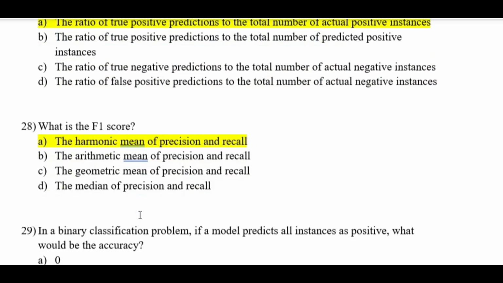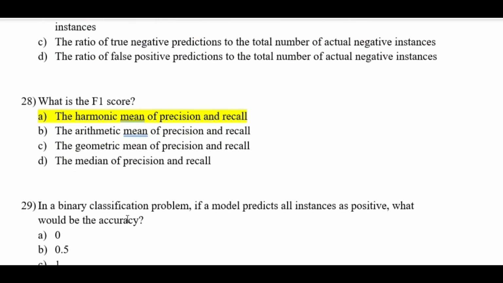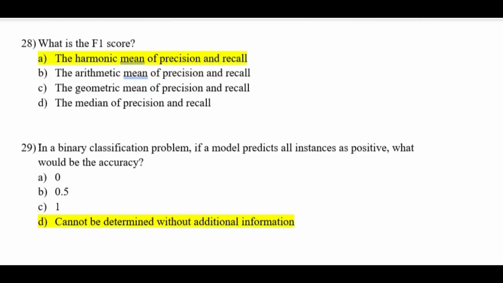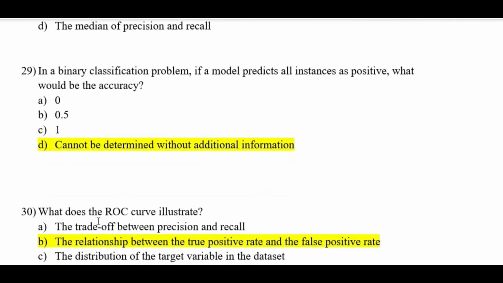Harmonic mean. In a binary classification problem, if a model predicts all the instances as positive, what would be the accuracy? Could not be determined without additional information. What does the ROC curve illustrate?